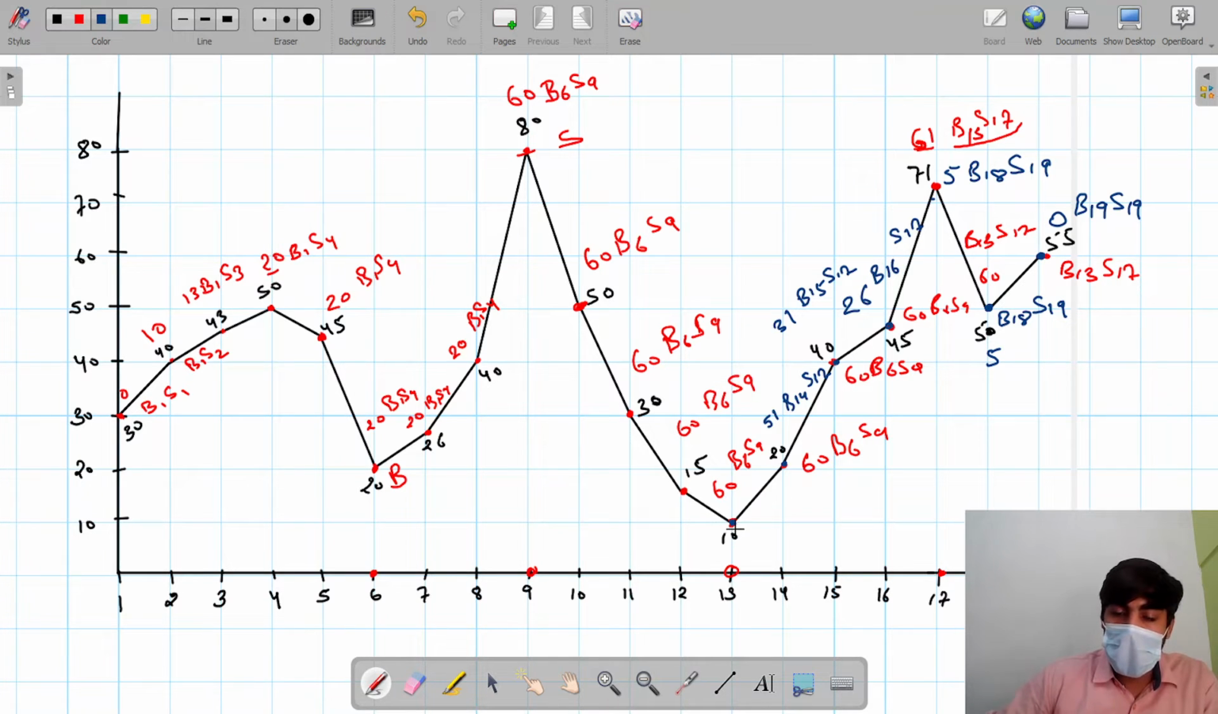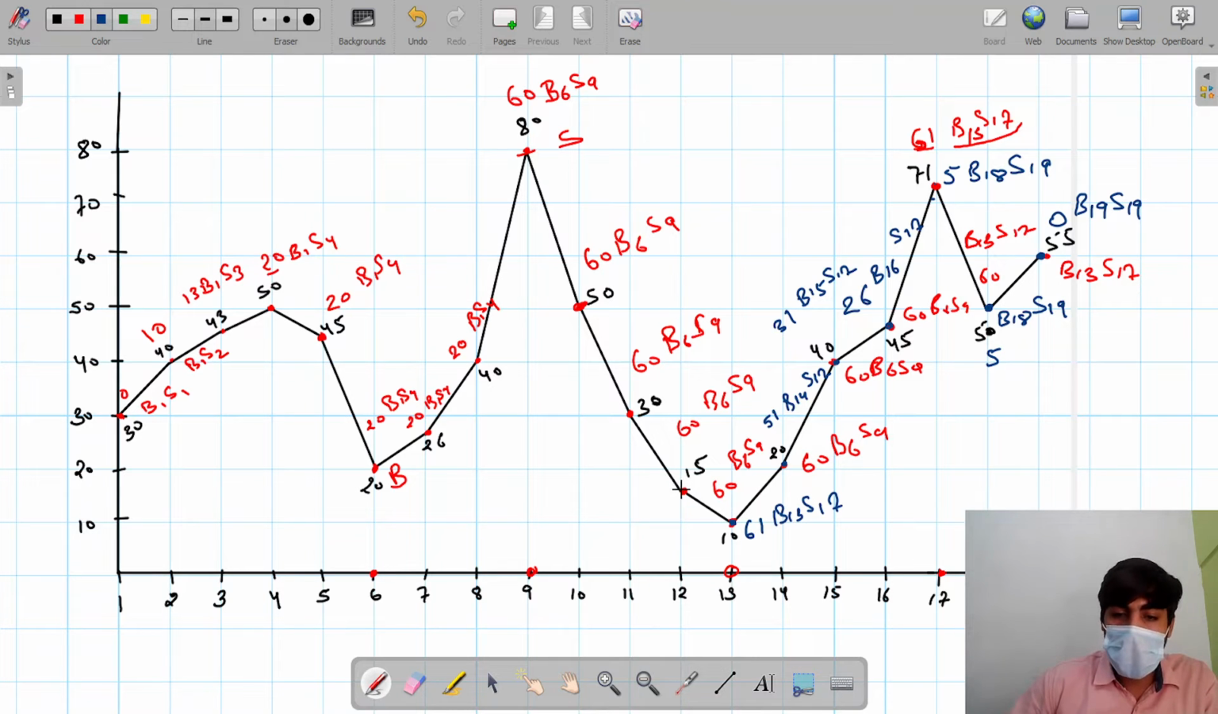Here today buying is mandatory, and we are using the time machine, moving to the future and finding out the day which has the highest price. So 71, yeah, the 17th day is the day which has the highest price. So we buy at 13, sell at 17. We get a profit of 61. Buy at 13, sell at 17.